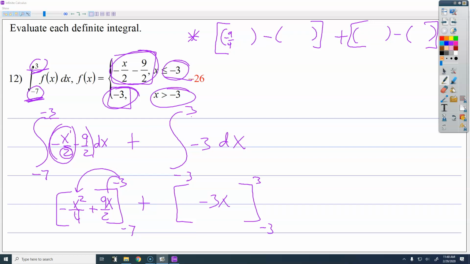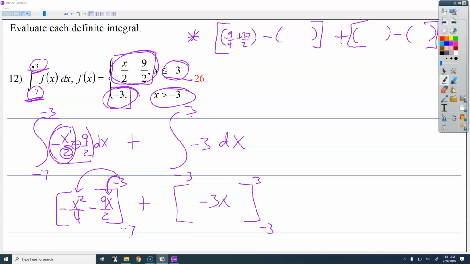And you know, I realized I have a little bit of a boo-boo here. This was not supposed to be a plus. This was supposed to be a minus. Let me fix that. Because when you integrate this thing, it doesn't change the sign. It stays a negative. So now we're going to go ahead and plug in the -3 here. So you're going to have a -9 times a -3, which is going to be a positive 27 over 2.